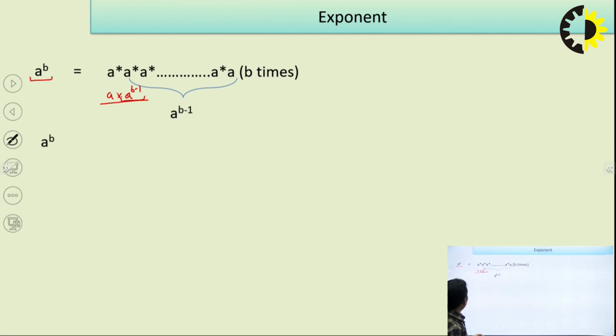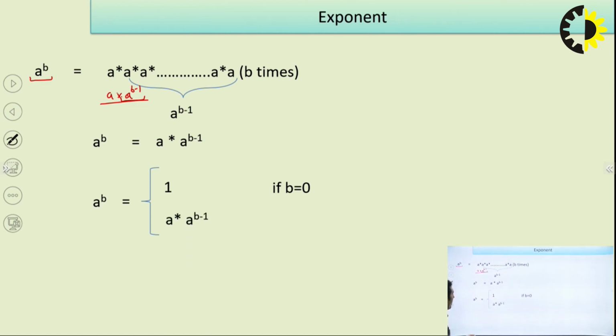So a power b equals a into a power b minus 1, and a power 0 is the base case. If b equals 0, meaning the power is 0, then the value will be 1. This is the base case, otherwise it is a into a power b minus 1. Now let's convert this mathematical concept into programming.